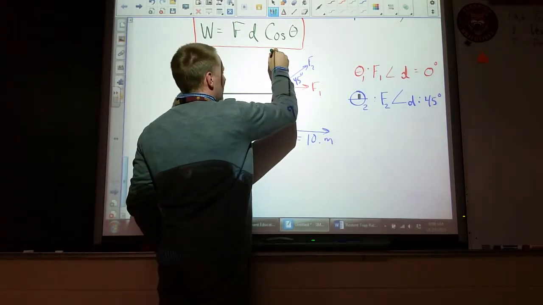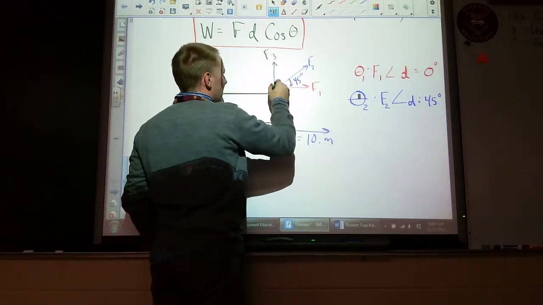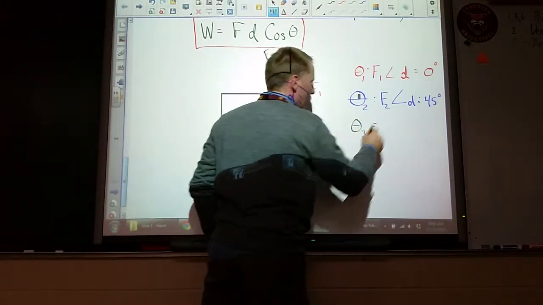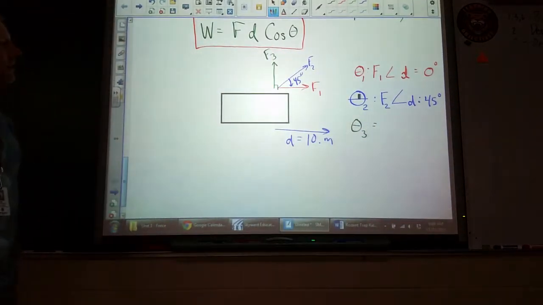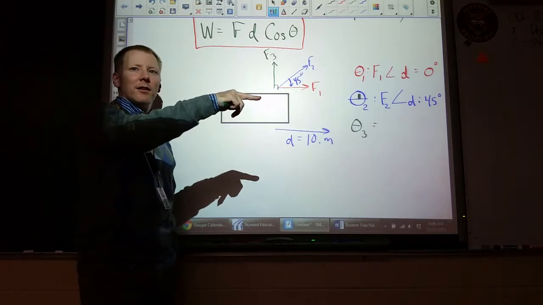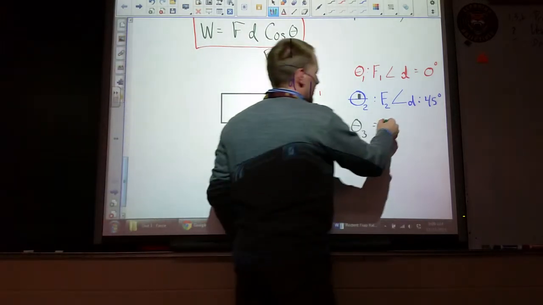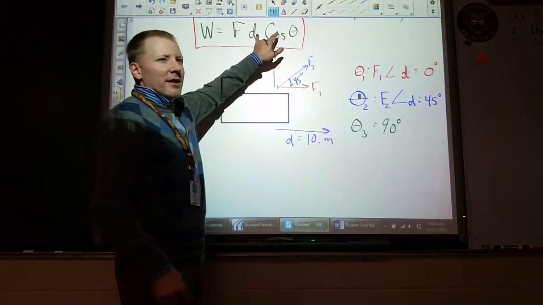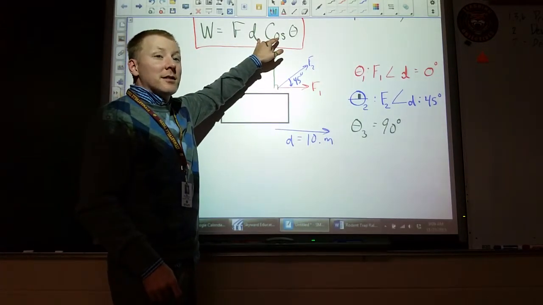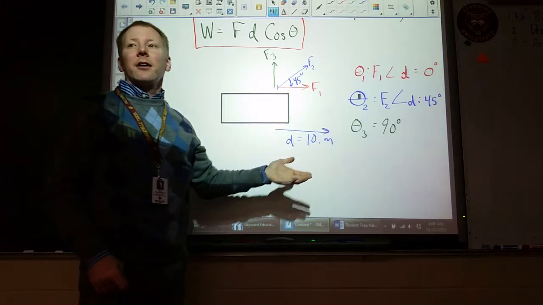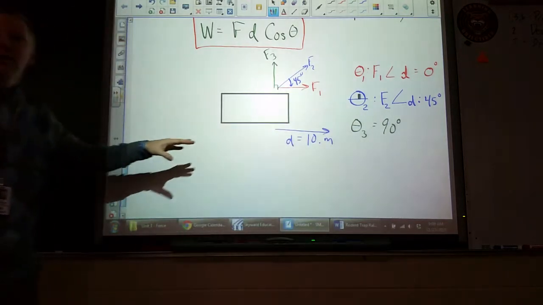what if we took force 3 that is at a right angle here? What's the angle between our force 3 pulling straight up and our box moving that way? 90 degrees. What's the cosine of 90? 0. So that means actually this force does no work. It does not contribute to this motion at all.